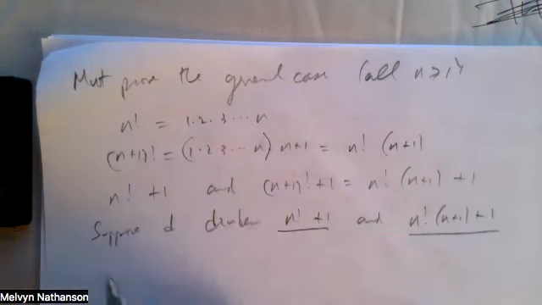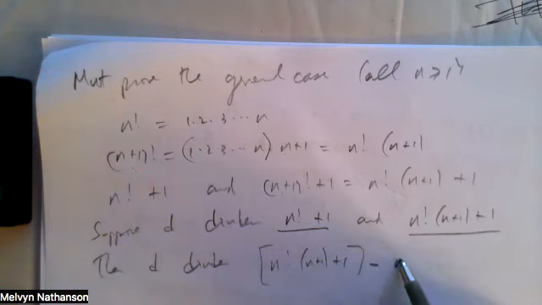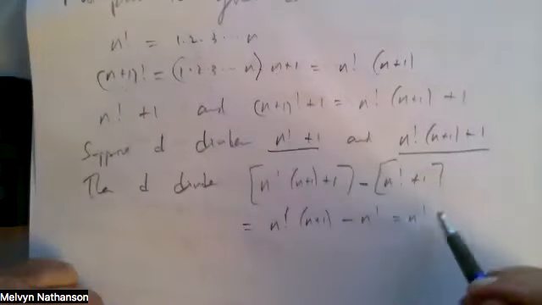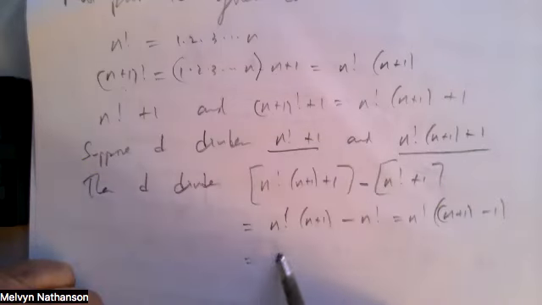So if it divides two numbers, then D divides their difference. It divides n factorial times n plus 1 plus 1 minus n factorial plus 1. So if you subtract, the ones cancel. This is n factorial times n plus 1 minus n factorial. And if I factor an n factorial out of this, this is n factorial times n plus 1 minus 1. So this is n factorial times n.